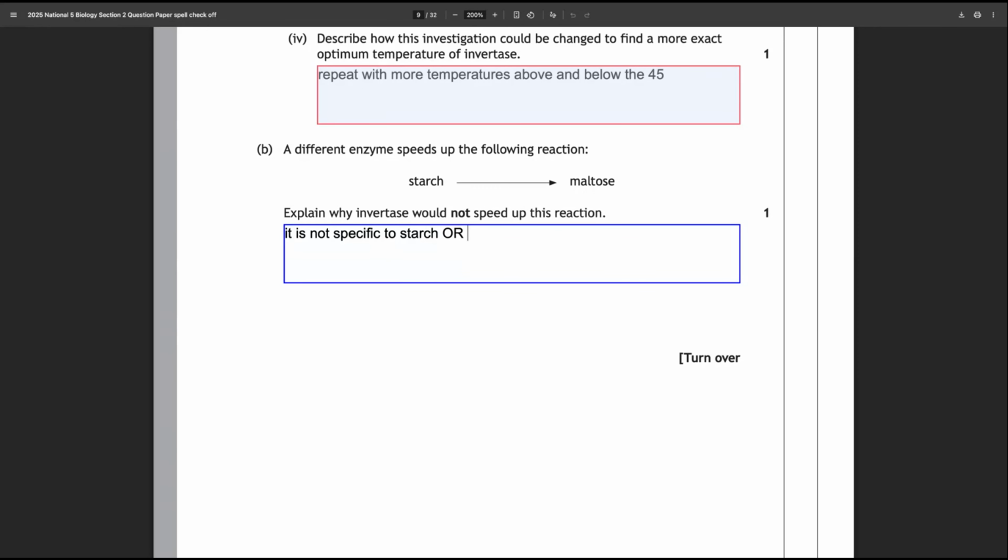Or you could say something like, it is only specific to sucrose. So like the inverted version of the answer there. Okay, and just if you wanted to improve that answer, rather than saying it is not specific, you would say, the active site is not specific to starch. That would be a better answer. And similarly, where I've written it here again, you could say the active site is only specific to sucrose. So something along those lines would get you the mark for that particular question.